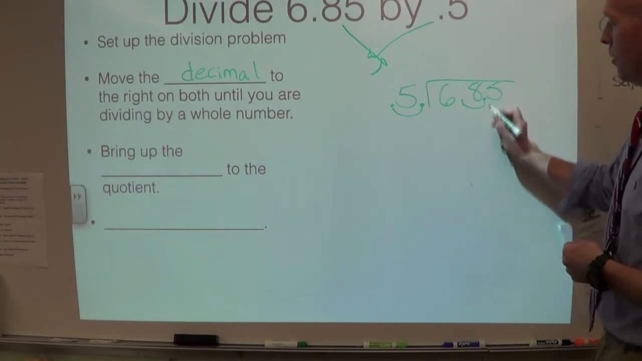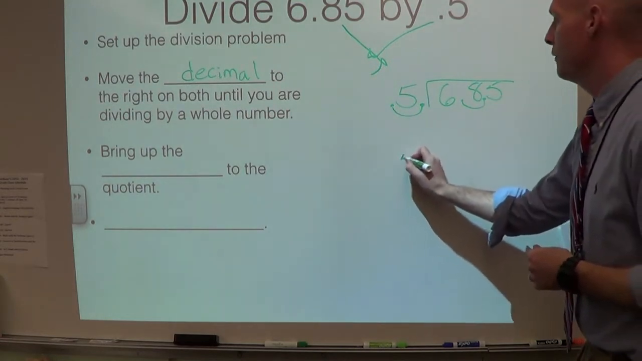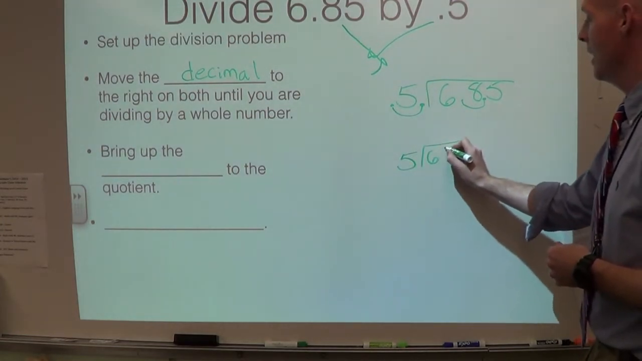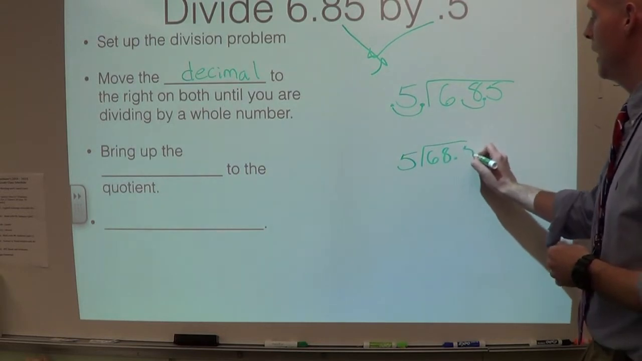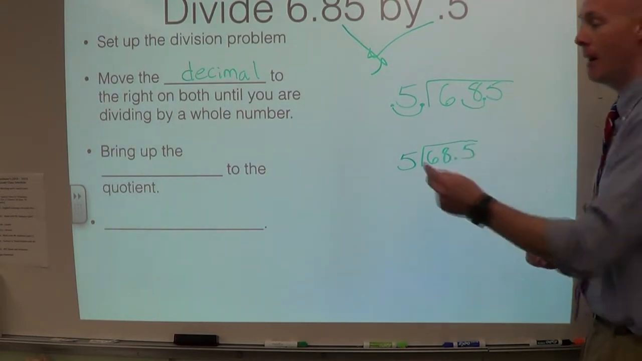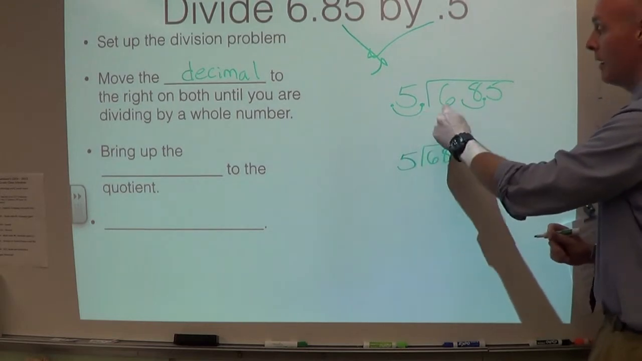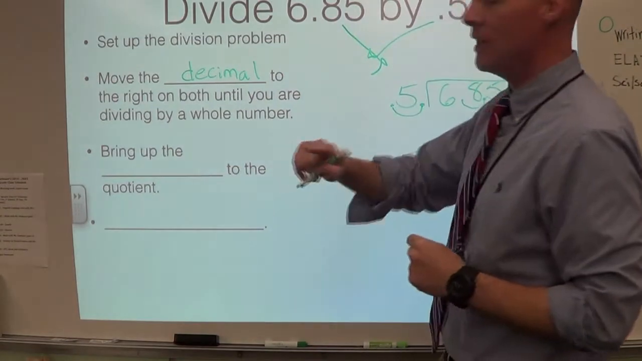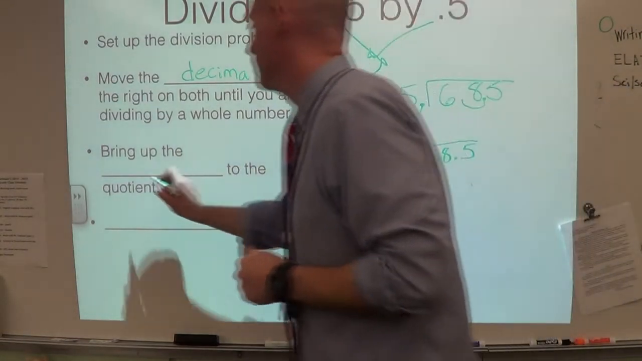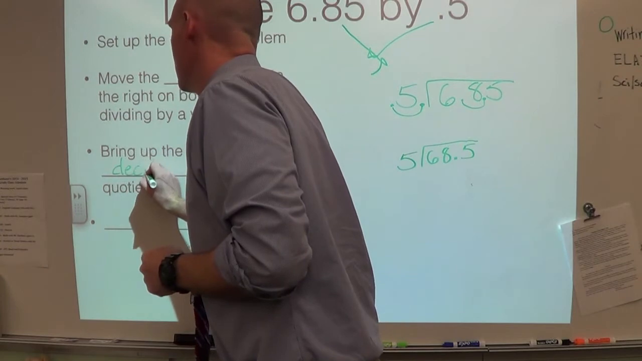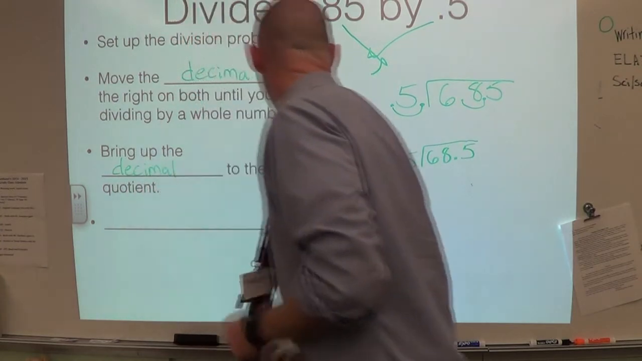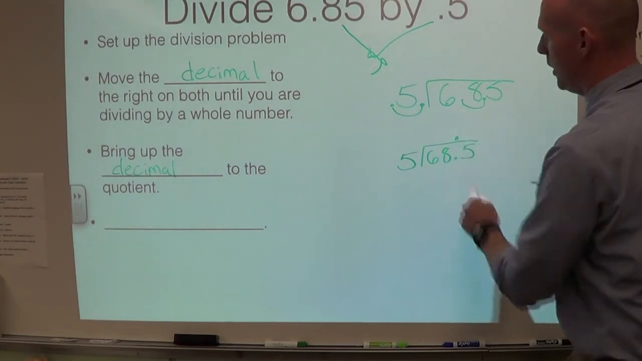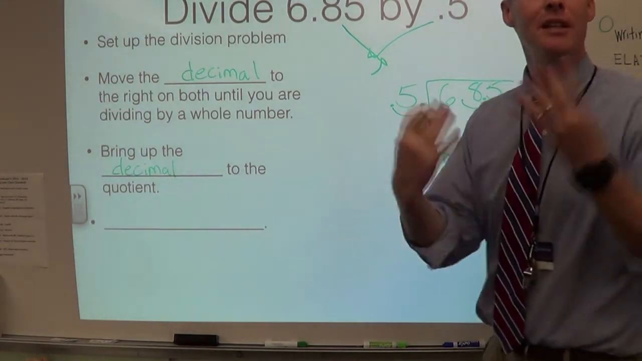Okay? So now we have a new setup. It is 5 on the outside and 68.5 on the inside. Just remember, however many times you move it here is how many times you move it here. Perfect. Next, we're going to bring up the decimal to the quotient. Okay, so the new decimal is here. We just move it straight up to here. Last step, divide.